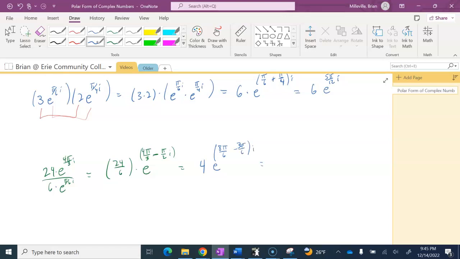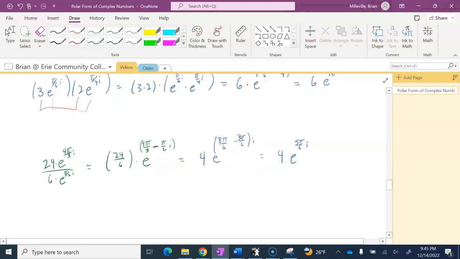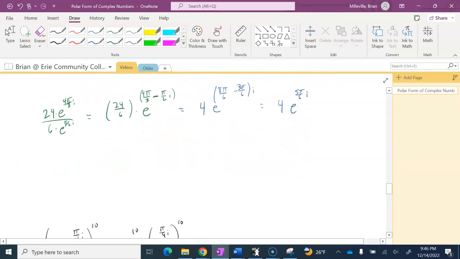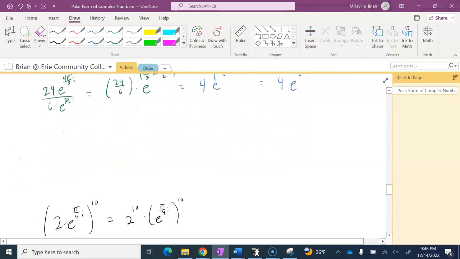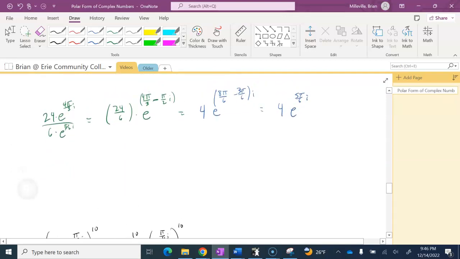So then just doing the subtraction, we'd have 4 times e to the 5 pi over 6 i power. Again, sometimes we put the i in front of the 5 pi over 6. So theta in this case is 5 pi over 6. So what do we do? Divide the radial lengths and then subtract the angles, because that's what the exponent rules and the basic arithmetic show us to do. We're going to generalize that in a minute for multiplication and division.